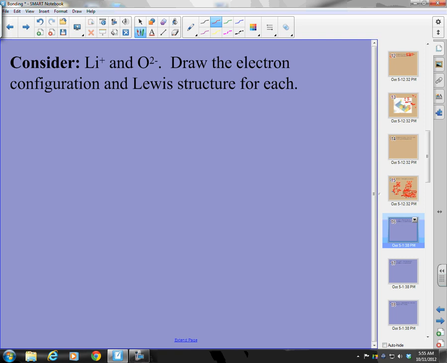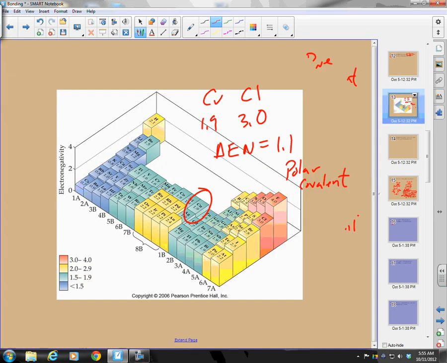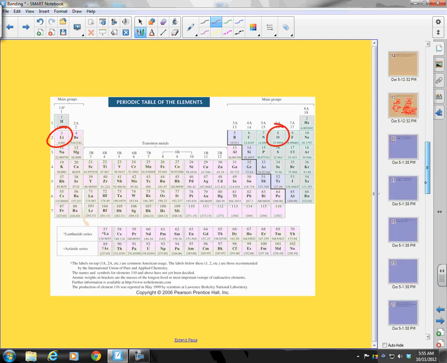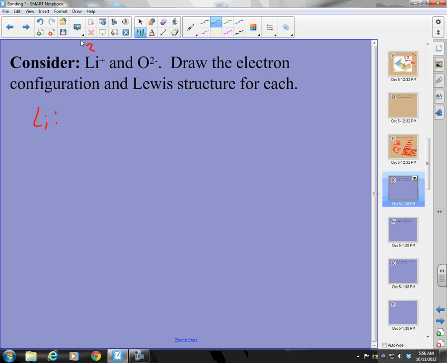Let's dive into our next problem. Consider Li+, the lithium cation, and O2-, the oxygen anion, or oxide. Draw the electron configuration and Lewis structure for each. Let's start off with lithium. If we look at lithium on the periodic table, lithium has 3 electrons. Oxygen has 8 electrons. So this is 3, this is 8.